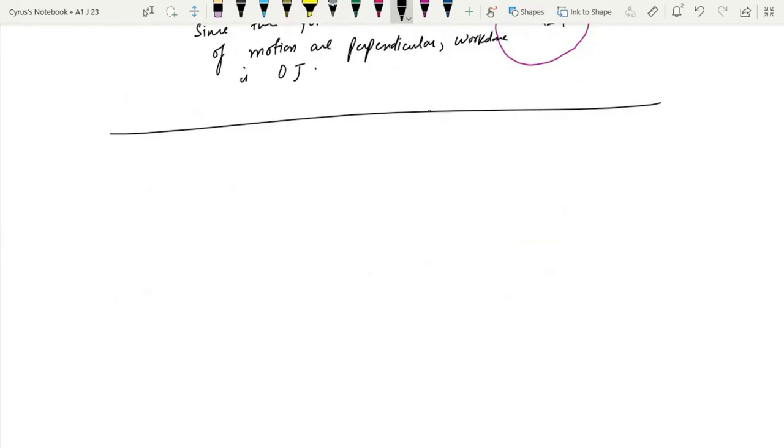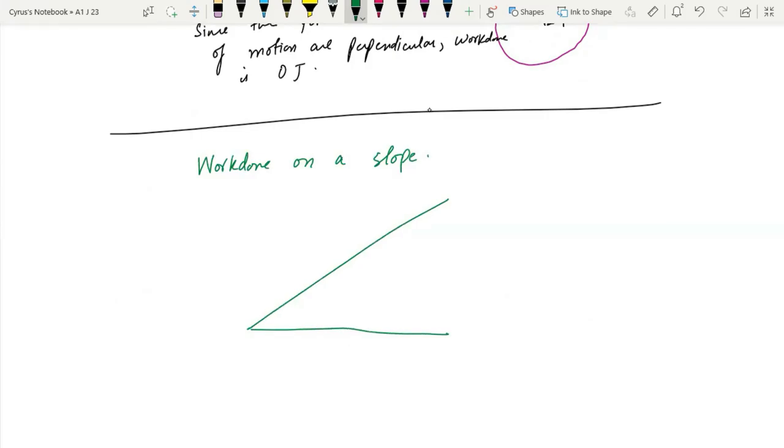Iske questions bade maze ke aate hain, work energy power ke. So we have work done on a slope here, right? An object goes from here to here. This displacement is S. This angle is theta. And its weight, jo tha wo mg tha.